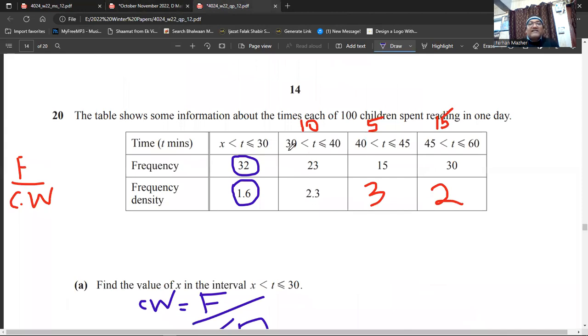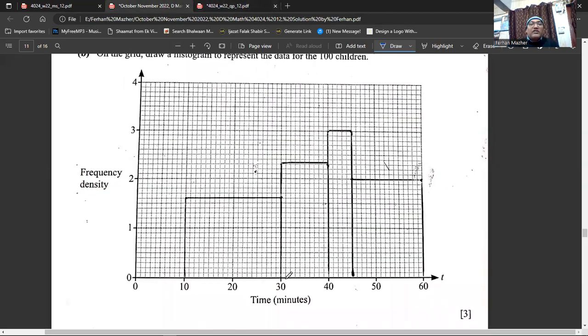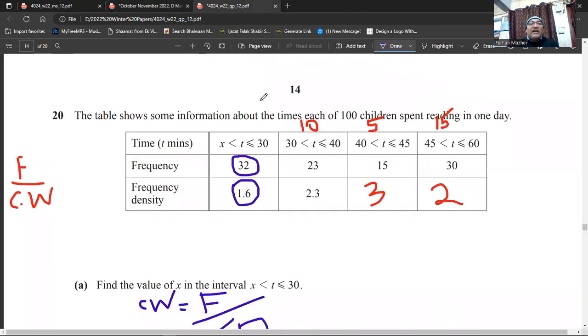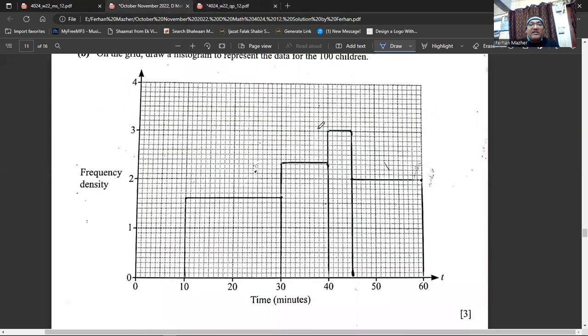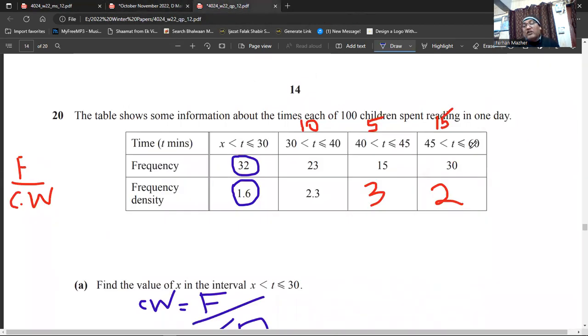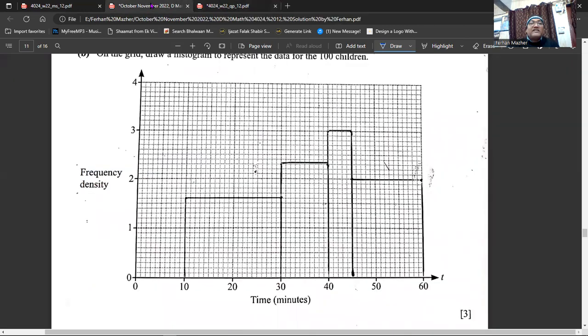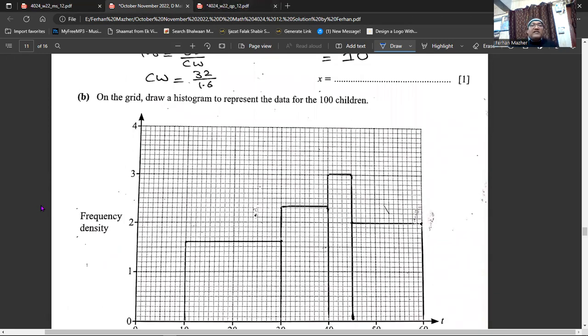Okay. The next class is from 30 to 40, you have 2.3. From 30 to 40, it is 2.3, which is this line. And from 40 to 45, the frequency density is 3. You can see this bar. And from 45 to 60, the frequency density is 2, which is this one. So this is how you will complete this.